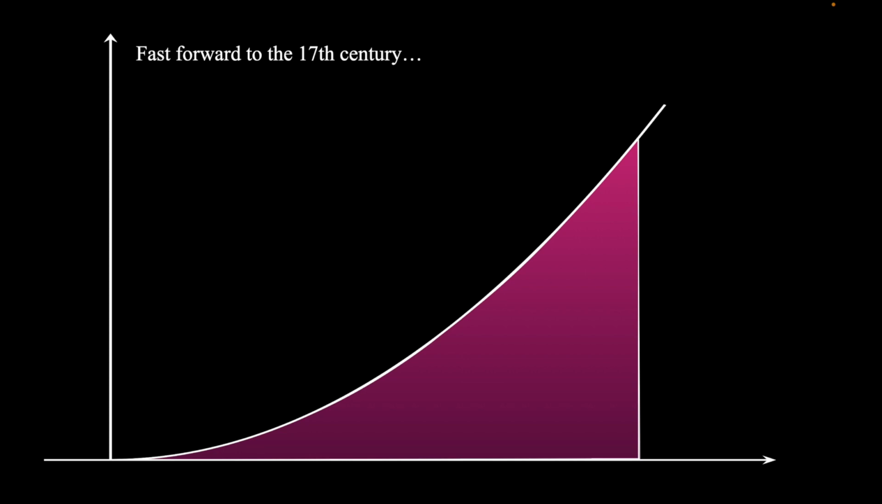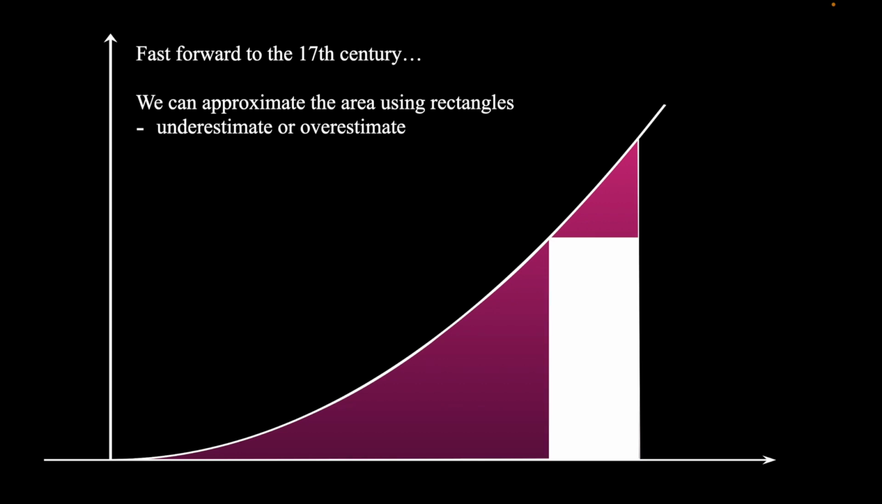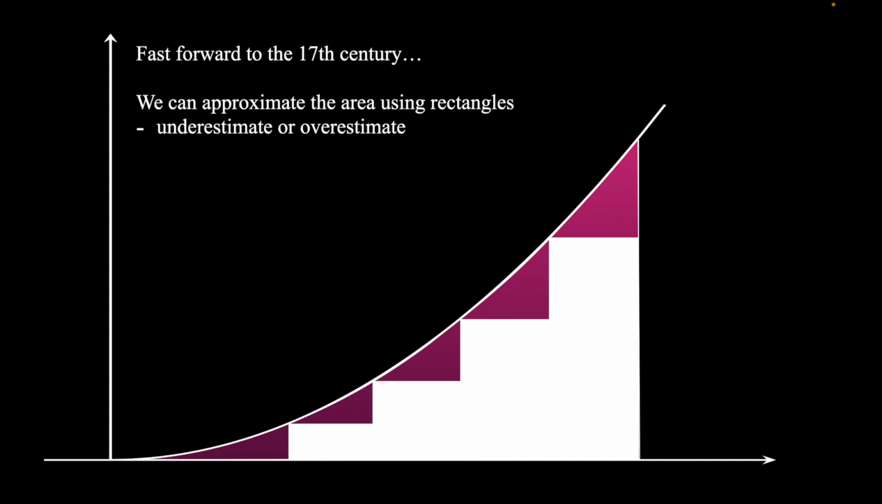The first thing we can recognize is that we can approximate the area using rectangles. So this could be an underestimate or an overestimate. For example, if I draw the rectangles underneath the curve, then that's going to give me an underestimate. We could also find an overestimate by drawing the rectangles above the curve, like so.